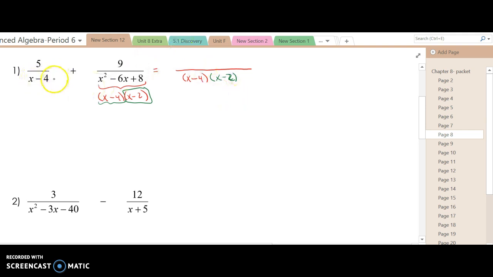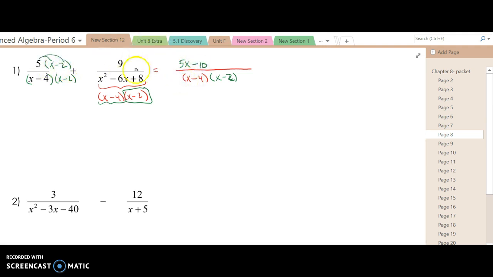So now, over here, I know I have x minus 4. Now I need x minus 2. So I'm going to multiply numerator and denominator by x minus 2. 5 times x is 5x. 5 times negative 2 is minus 10.